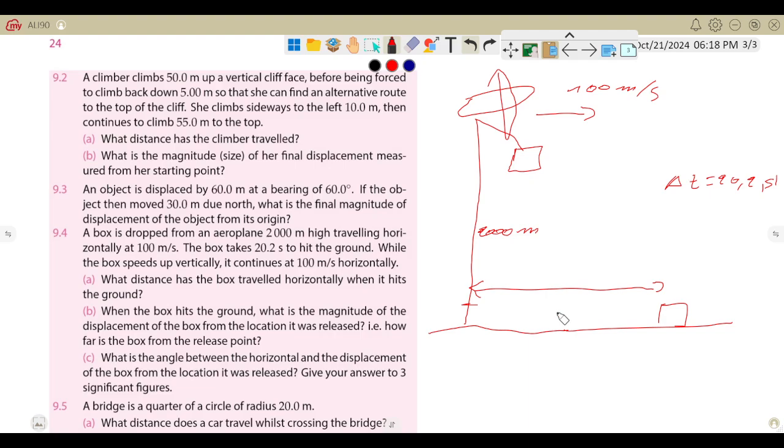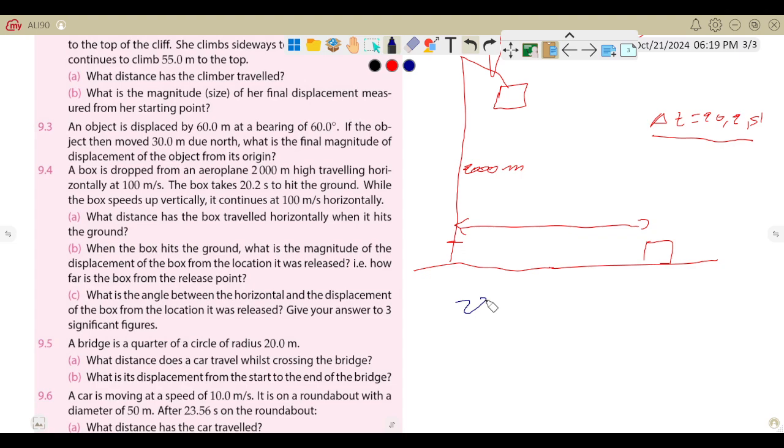So we were talking about finding the horizontal distance traveled by this box. We said it is dropped from an aeroplane at a height of 2,000 meters. What is the horizontal distance traveled by this box before hitting the ground? We have the time taken to come to the ground and the speed. That means we need to use the notion of speed here.